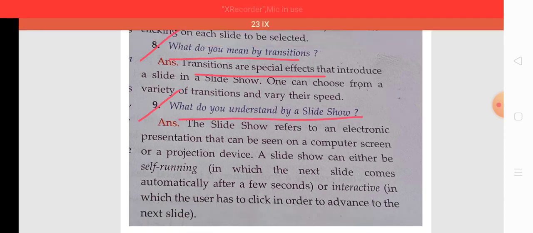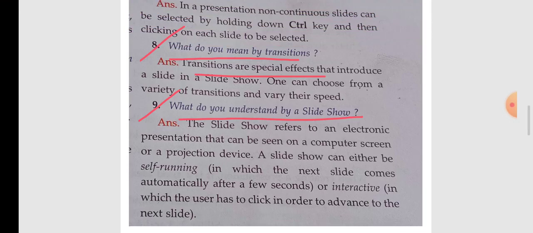So the slideshow refers to an electronic presentation that can be seen on a computer screen or a projector device. Most of the time we use a projector to implement the slideshow option, because we basically address a group of persons at the same time. So we use a projector so most of the people can easily see our slides. And a slideshow can either be self-running, which means the next slide comes automatically after a few seconds, or interactive, in which the user has to click in order to advance to the next slide.